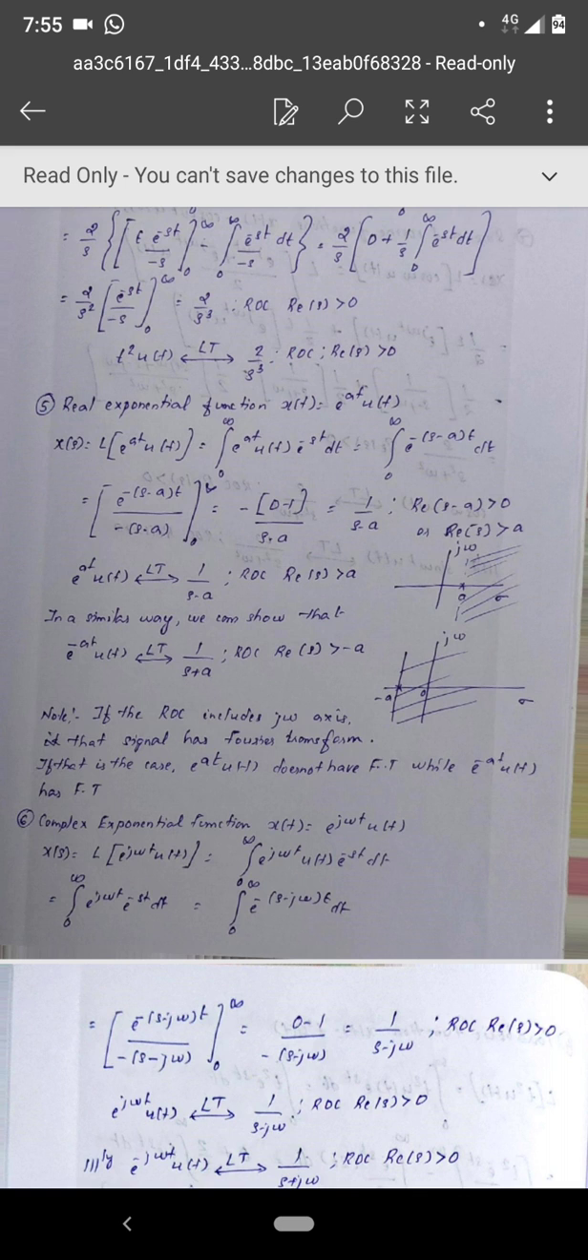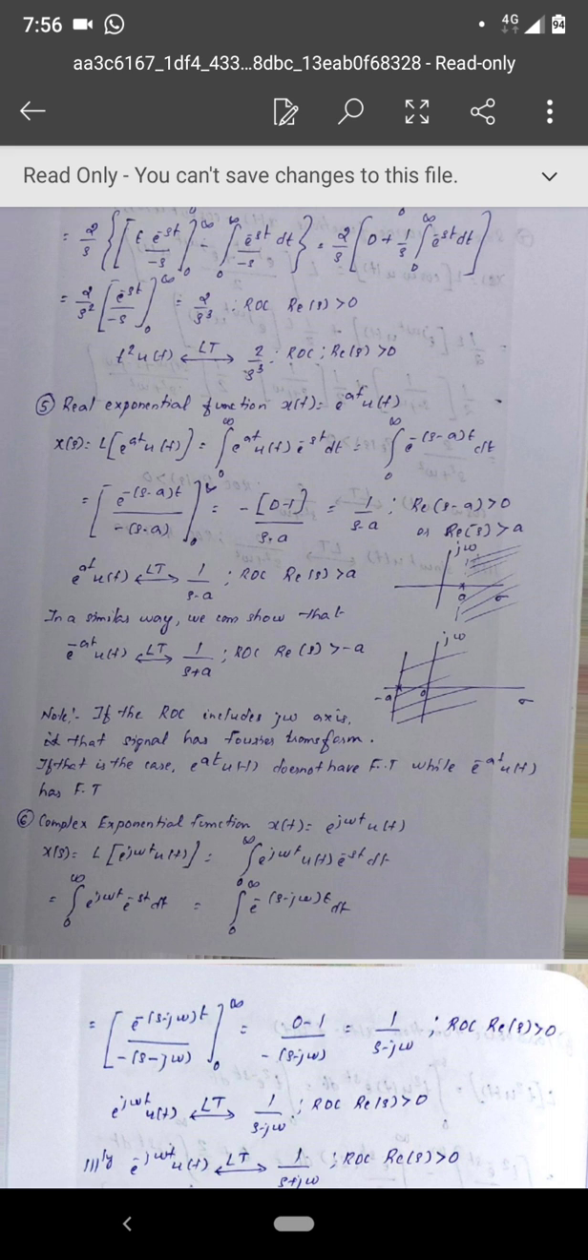And what is the difference? I told in the earlier problem that e raised to at u of t does not include the j omega axis. And in the second case, I told that the signal itself is converging, so it has a Fourier transform. Obviously we have found that also. What was that? It was 1 by a plus j omega.